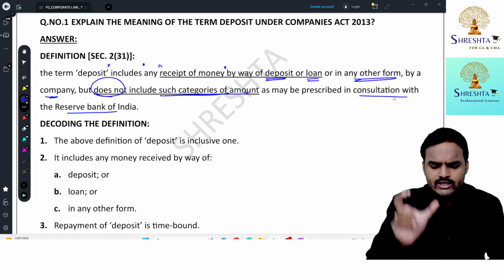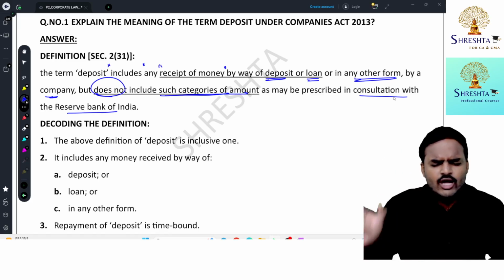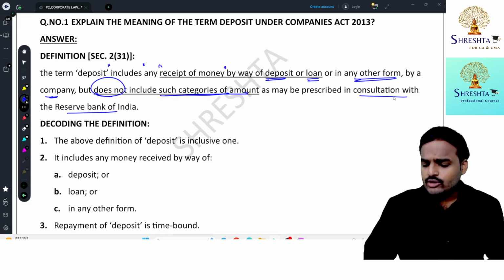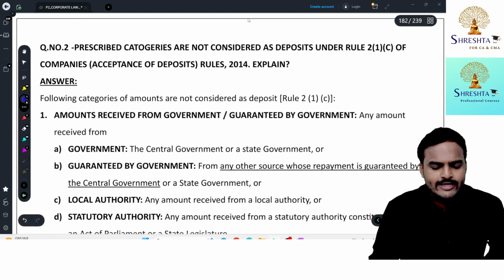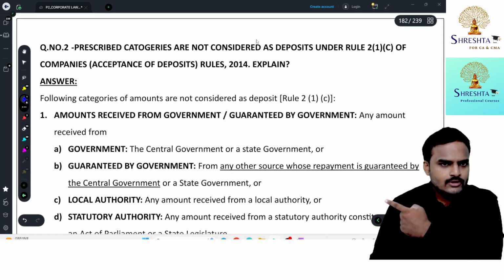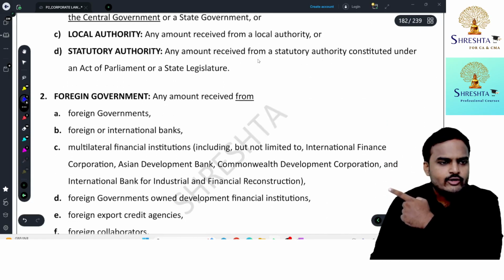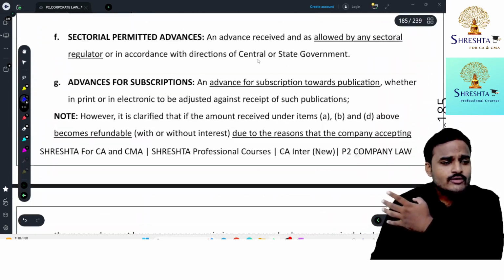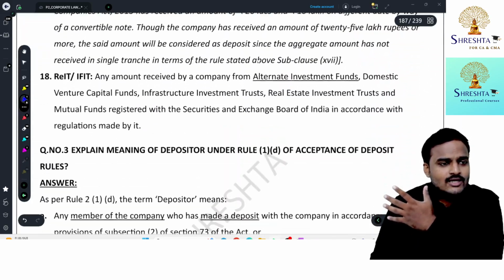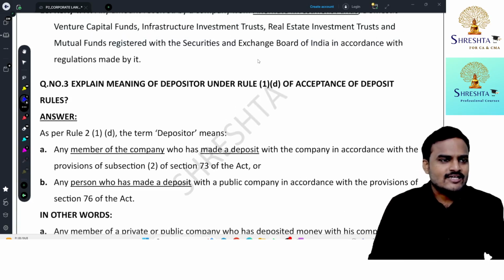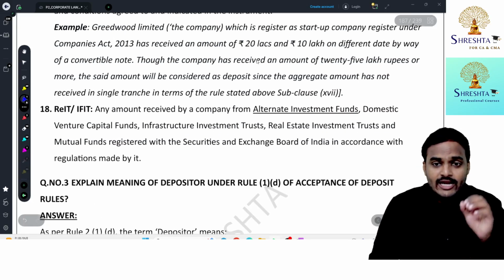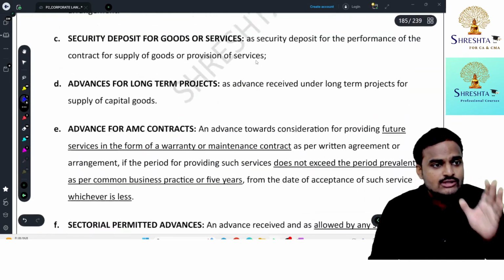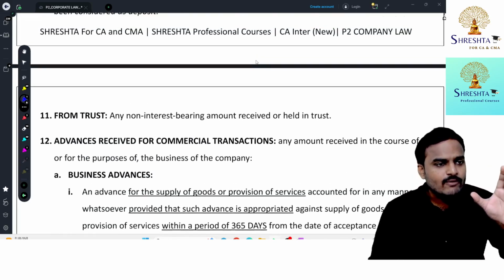The general definition is just one line: receipt of money by way of deposit or loan or any other form is a deposit, but does not include such categories of amounts. If you look at the excluded categories, just look at question number 2. It starts on page 182. Almost 5.5 pages of questions are there. In total, 18 categories of amounts are excluded from the definition of deposits.